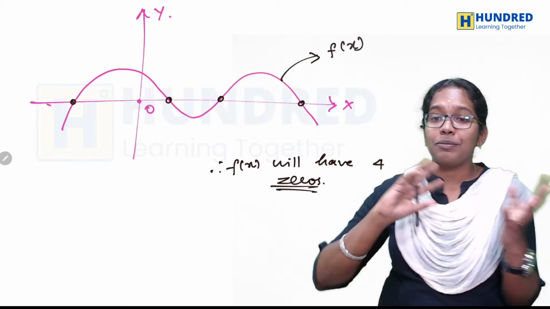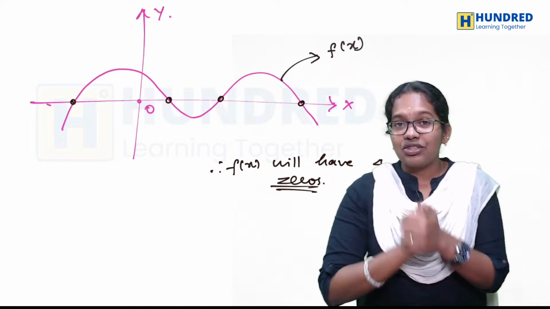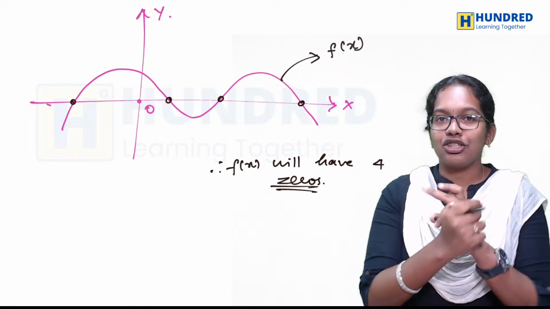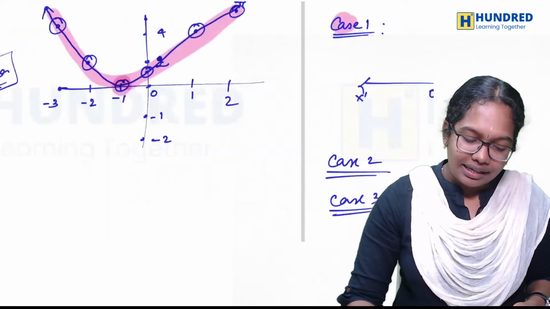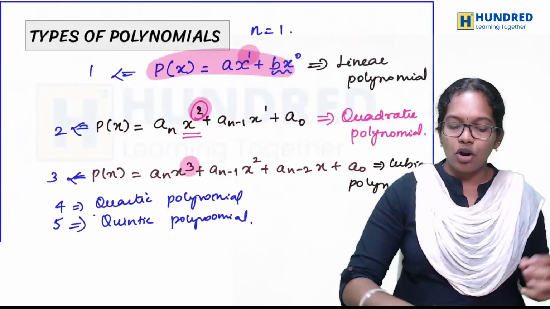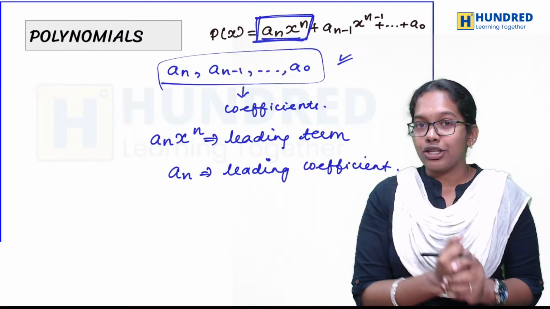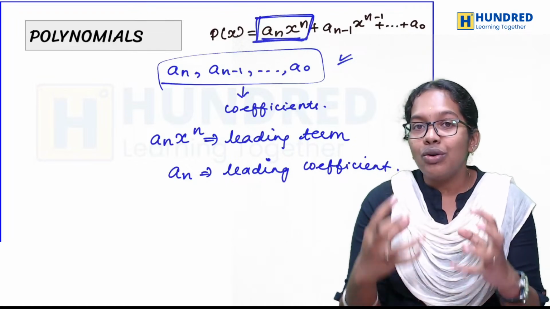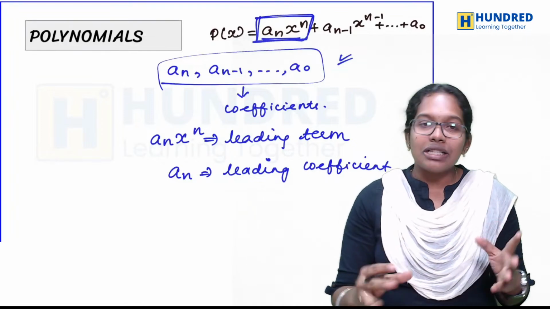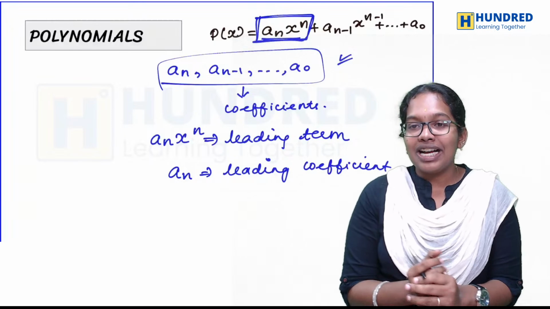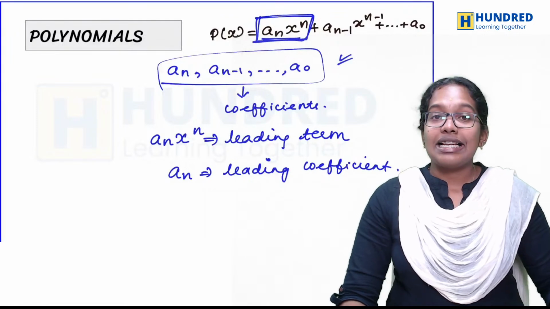Okay, in the next class, let's see the relationship between the zeros and the coefficients of polynomials, in lecture 2 of the polynomials chapter. I hope you are clear with the concepts we have seen. We have introduced what polynomials are, the types of polynomials, the graphical representation of polynomials, and how to identify the number of zeros of a polynomial from the graph itself. I hope you enjoyed this class.